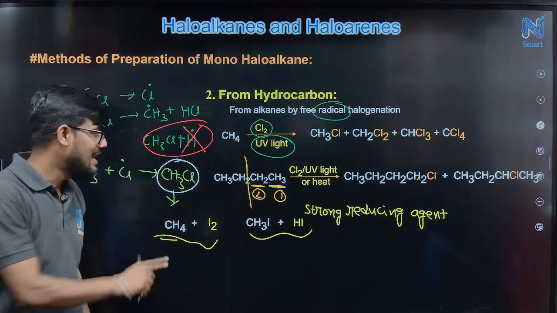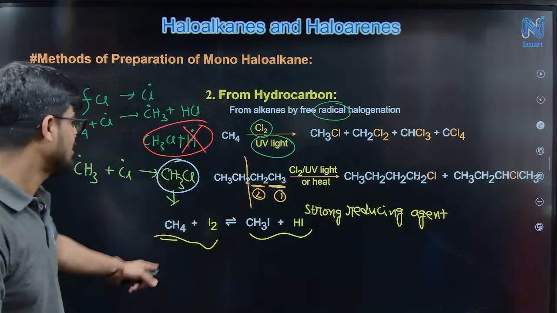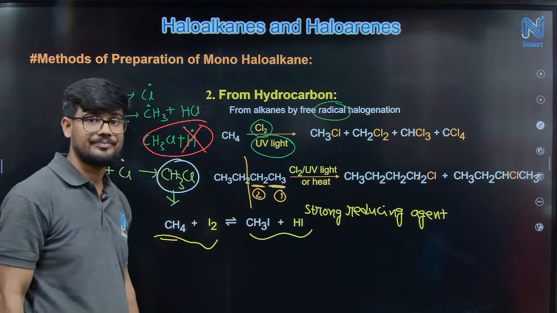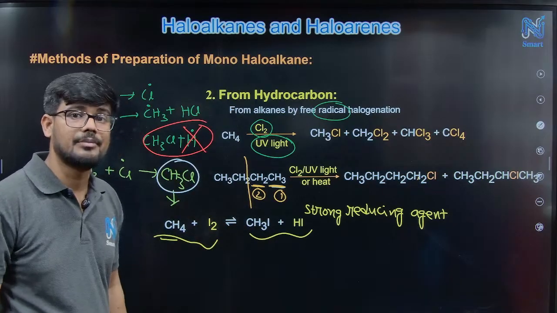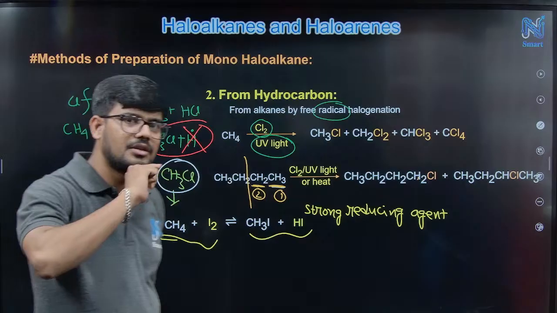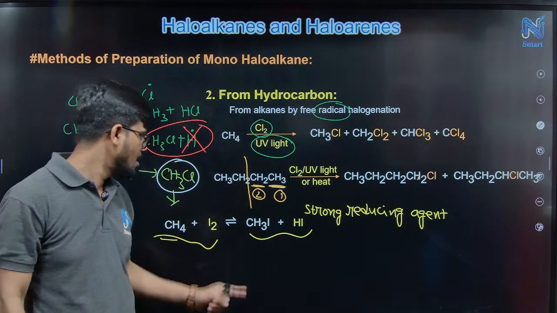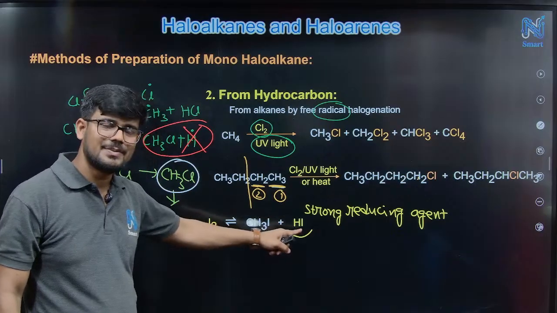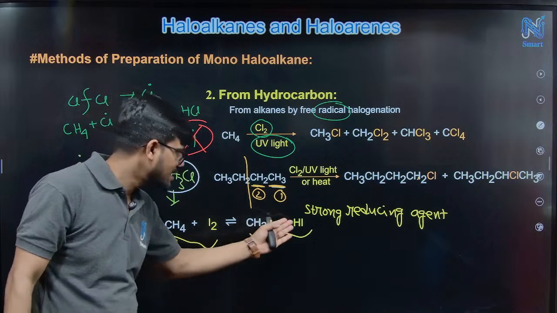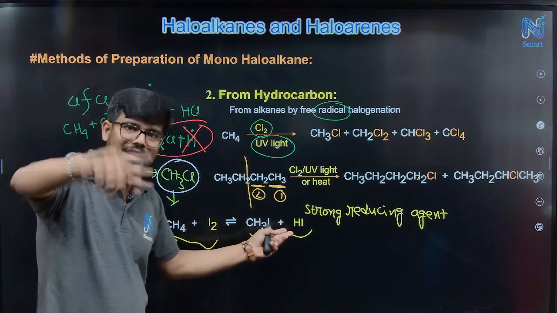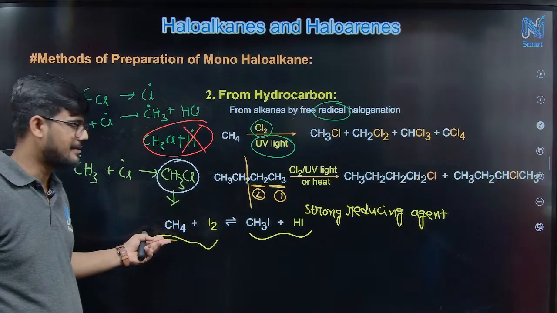That means this reaction is not irreversible. It will be a reversible reaction. Correct? So the reactants and products will be in equilibrium. Then you can ask me, sir, how do we solve this problem? We get the product, but the problem is that the products react with each other again and the reactants are regenerated.